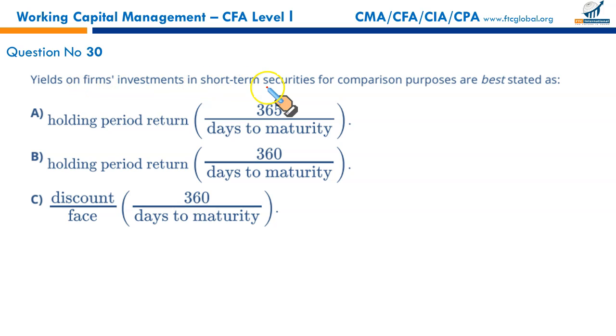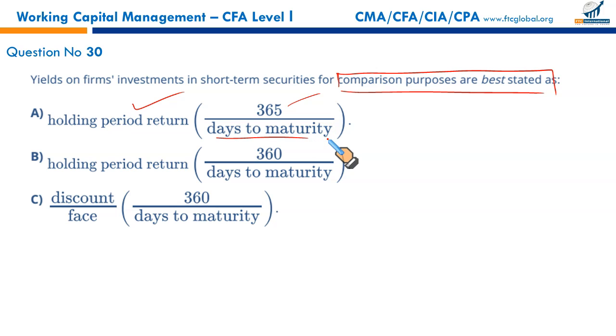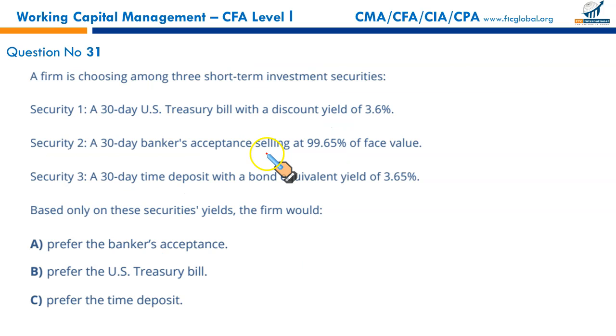Yields on firms' investments in short-term securities, for comparison purposes, bond equivalent yield. Which formula have we been using repeatedly? It is holding period return or holding period yield multiplied by 365 upon days to maturity. So that's what we have been using frequently. This is what we use to compare different short-term investments so as to decide which one to invest into. So that makes A the correct option.